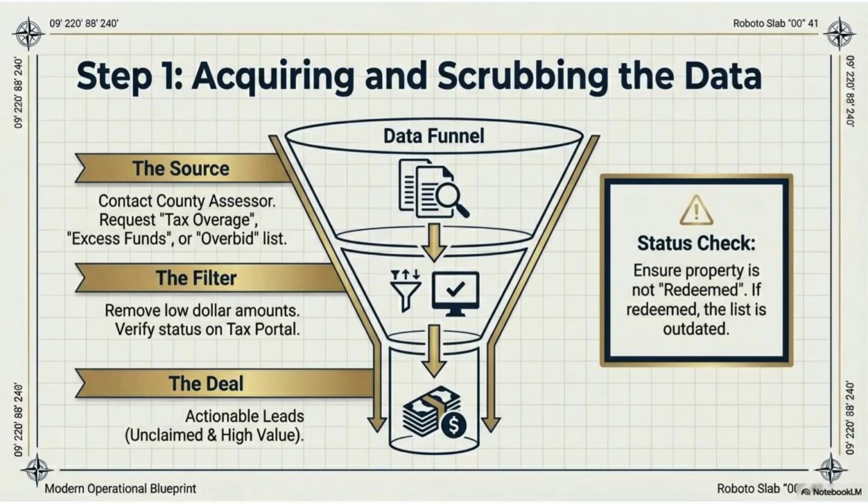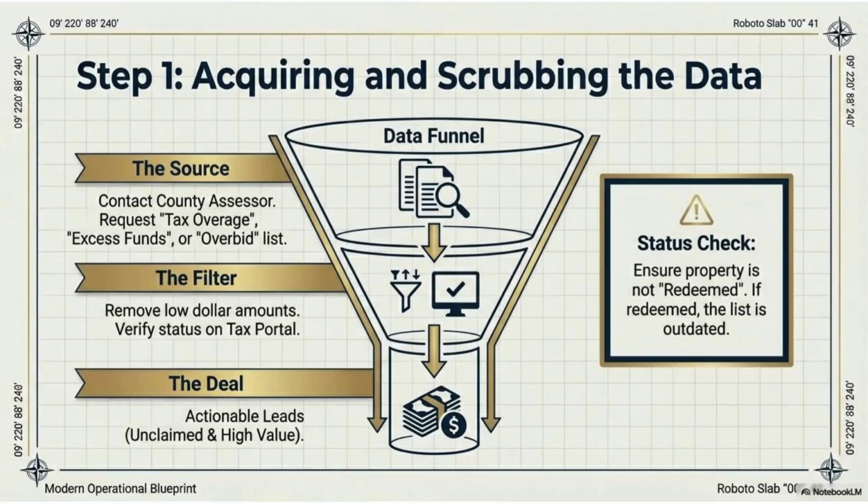Once you have the list, it's time for the filter stage. Remove low dollar amounts that won't justify your time investment. Then, and this is crucial, verify the status on your county's tax portal. Make absolutely sure the property hasn't been redeemed. If it's been redeemed, that list is outdated and you're wasting your time. What comes out of this funnel are your actionable leads, unclaimed funds with high enough value to pursue. This status check isn't optional. Many beginners skip this verification step and spend weeks chasing dead leads.